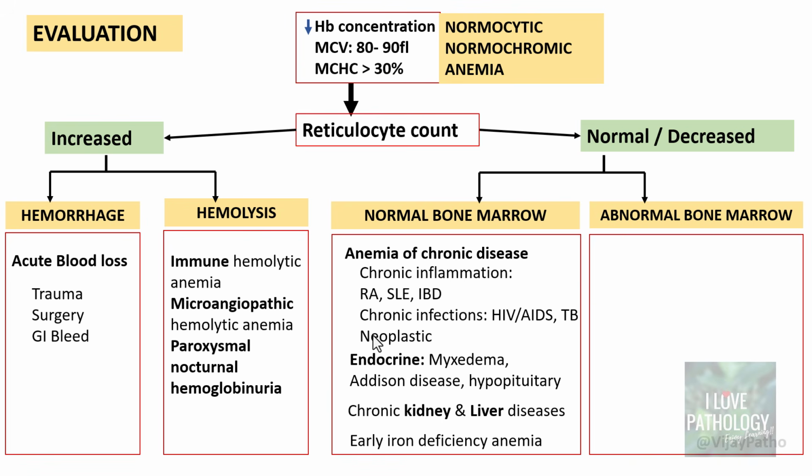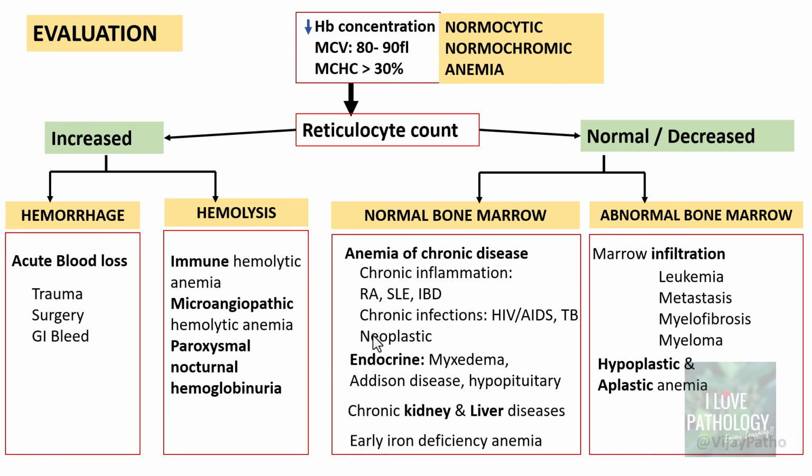Now, if the bone marrow is abnormal, then consider infiltrative disorders like leukemias, metastasis, myelofibrosis, or even plasma cell myelomas. It can be failure of production in the bone marrow, like hypoplastic and aplastic anemias. And lastly, as I told you, it could be because of drugs. So that is what you need to understand whenever you come across a case of normocytic normochromic anemia. Ask for a reticulocyte count. If it is increased, you have certain causes. If it is decreased or normal, you have certain causes.